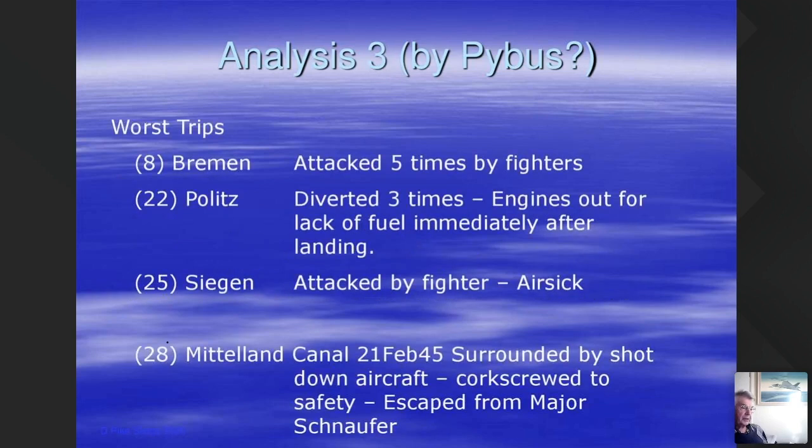The worst trips, as far as Pybus was concerned, were the Bremen trip, where they were attacked 5 times by fighters, and the first Politz trip, a long way away. And of course you've got to remember this was the winter of 1944-45, and the problem was always fog when you got back. So they took off from Waddington, and on the way back, they got a message, Waddington's gone out in fog, divert to Lossiemouth up in Scotland. So they started to go to Lossiemouth.